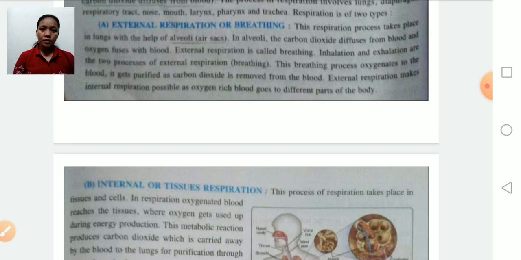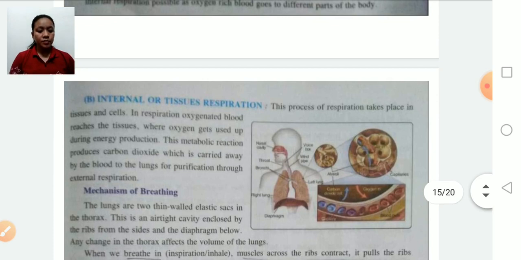As oxygen reaches the blood, it goes to different parts of the body. This is known as external respiration, the respiration between lungs and blood, in which the oxygen is diffused into the blood and carbon dioxide is removed from the blood. And internal respiration, or tissue respiration, means the respiration that takes place between blood and cells. In this process, oxygenated blood reaches the tissue where oxygen gets used up during the energy production.